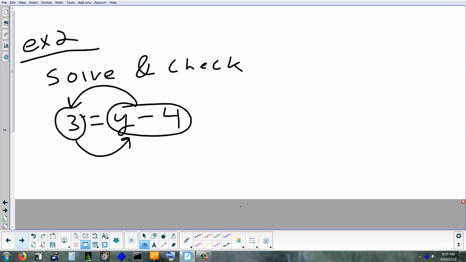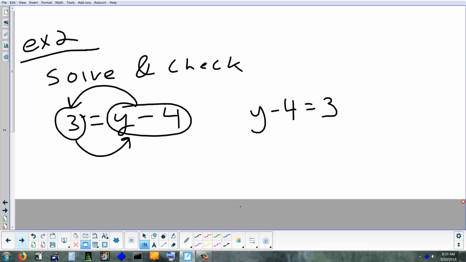So when I rewrite it, what's it going to look like? Dylan, when I rewrite it, what's it going to look like? Y equals 3 minus 4. Careful. Emily? Y minus 4 is 3. Exactly. See now, Dylan? Y minus 4 equals 3.